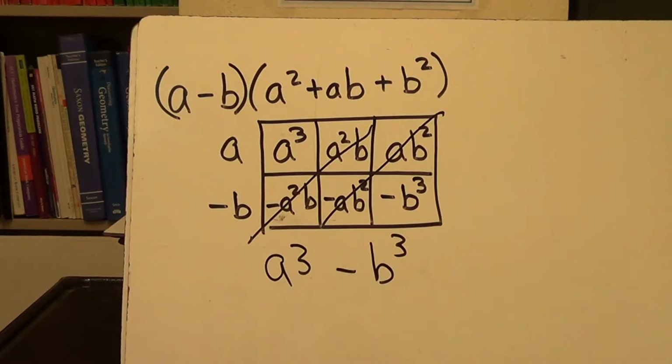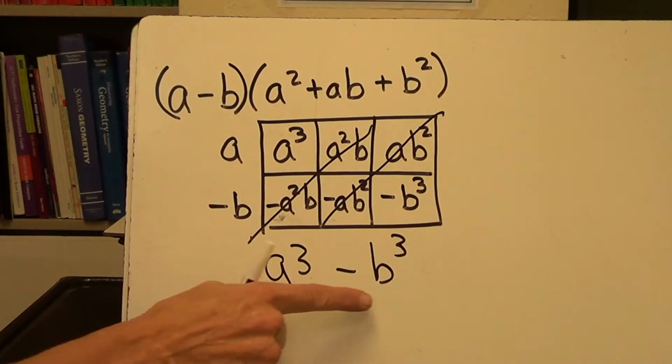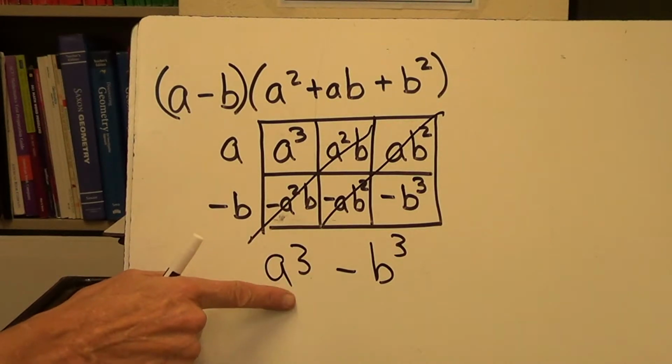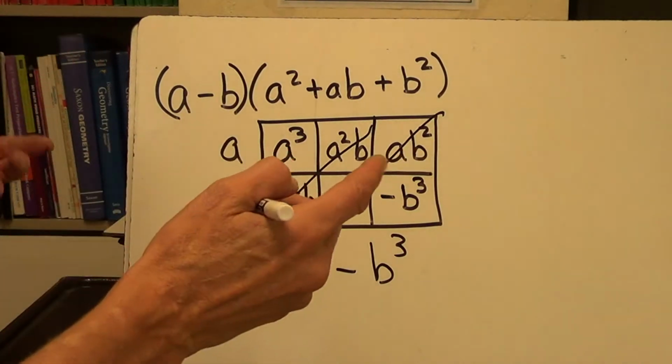and you get a cubed minus b cubed. So I encourage you to write this down, this pattern in your notes, because when you get this situation you're factoring, it may be easiest to look at this pattern to see how to factor that. Okay? Give you an example.